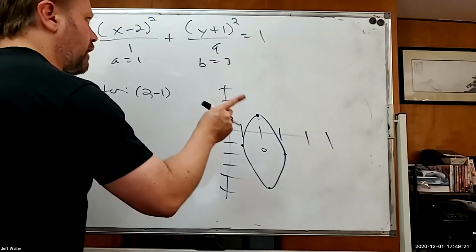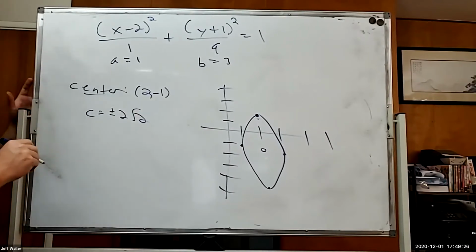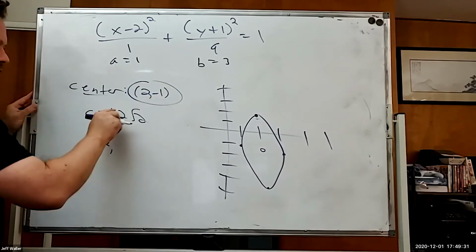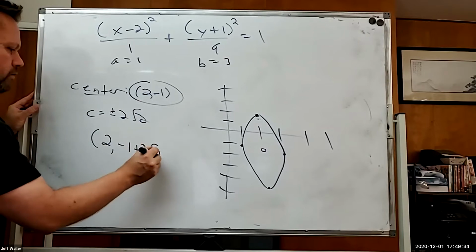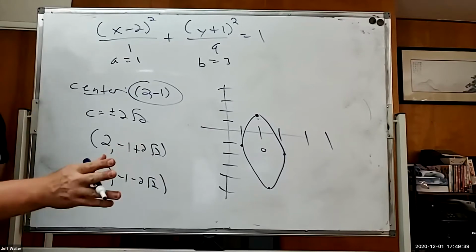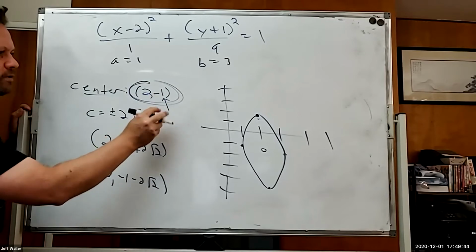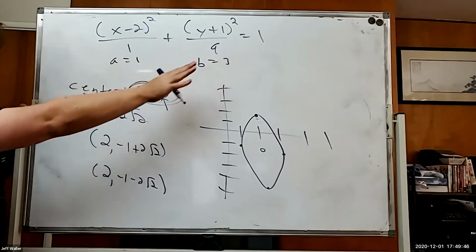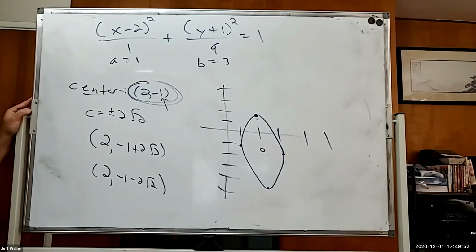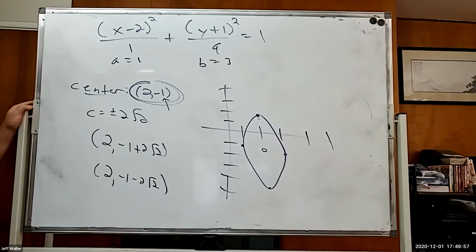But now my foci, C is still going to be this, you with me? But now my foci will just be 2, negative 1 plus 2 rad 2, and 2, negative 1 minus 2 rad 2. Are you guys with me? Because the foci just come right off the center. But why am I doing it to the Y? Because that's the major axis. That's the bigger axis. That's where all the stuff happens. Are you guys okay with that? That's not that difficult. Everything just gets shifted by this much.